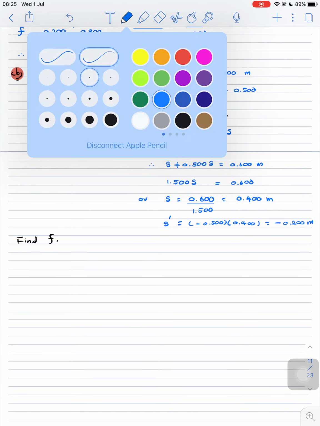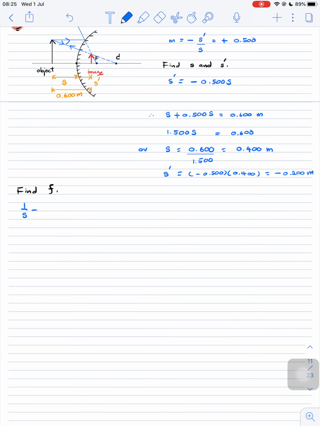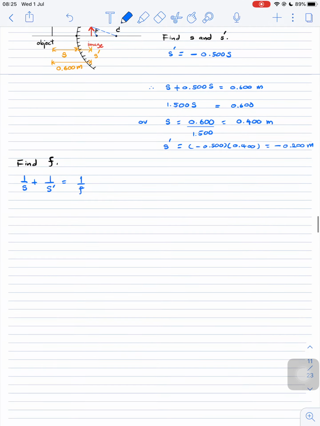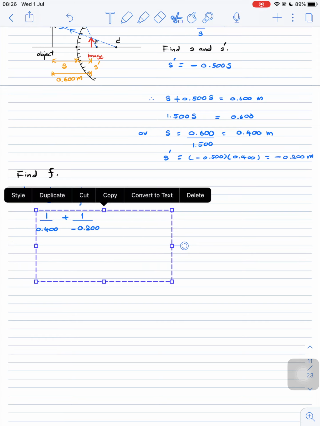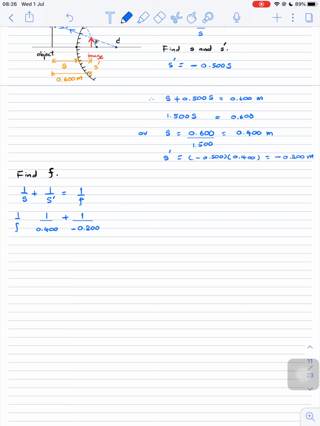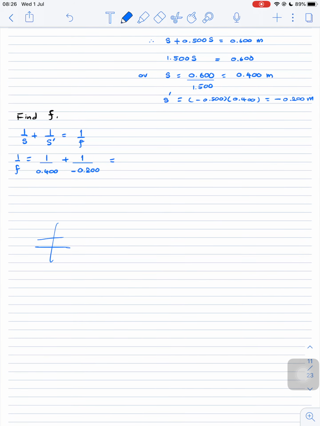From the equation 1 over S plus 1 over S prime equals 1 over f. 1 over S, the S just equals 0.400, plus 1 over S prime, the S prime just negative 0.200, equals 1 over f. Then again, this is not equal to 1 over 0.4 minus 0.2. So this is wrong. Just be careful about here.